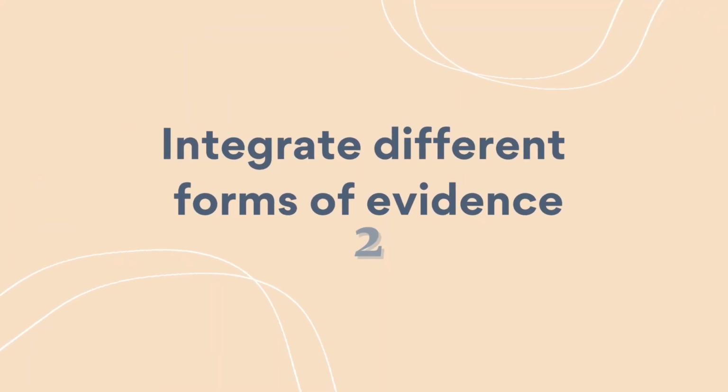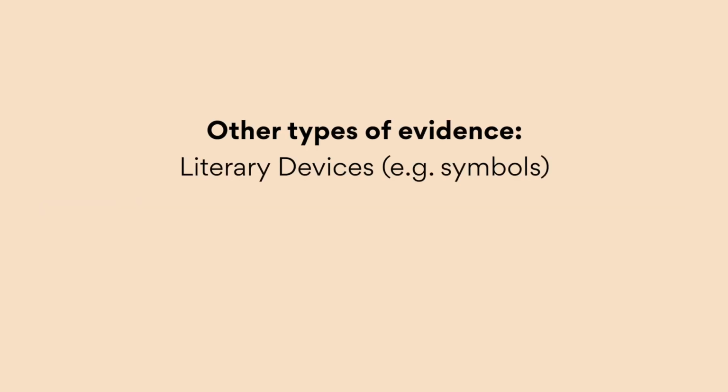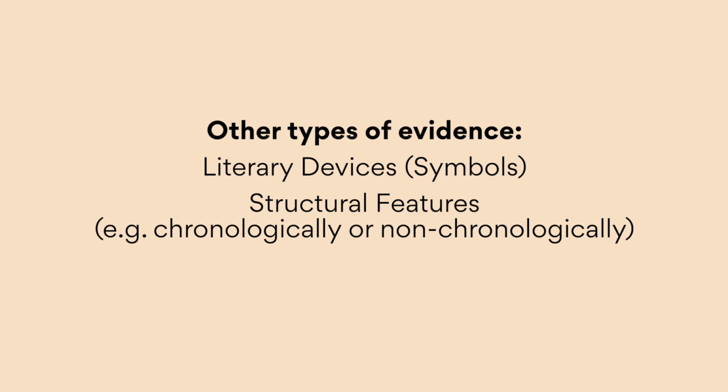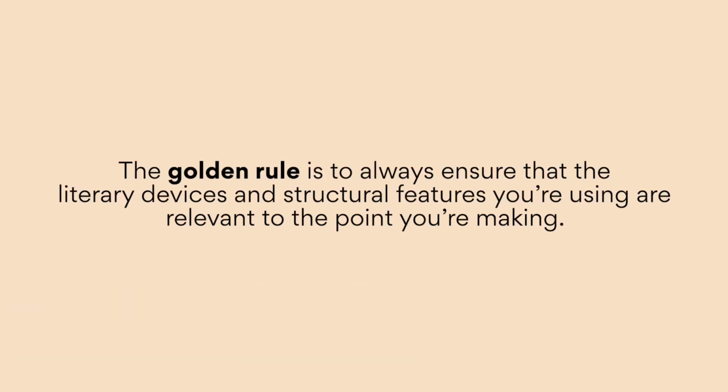Two. Integrate different forms of evidence. With English, there are other ways you can substantiate your points aside from just using quotes. While quotes are fantastic to use in your essays because they're a direct form of evidence, to take your writing to the next level, you should also integrate other types of evidence like literary devices, like symbols, and structural features, like whether the text is structured chronologically or non-chronologically. Discussing this evidence demonstrates more of your understanding of the text, way more than if you were to solely use quotes as evidence in your writing. As with any form of evidence, the golden rule here is to always ensure that the literary devices and structural features you're using are relevant to the point you're making.